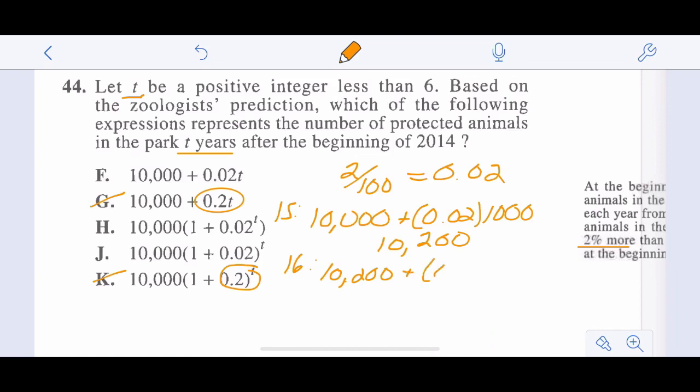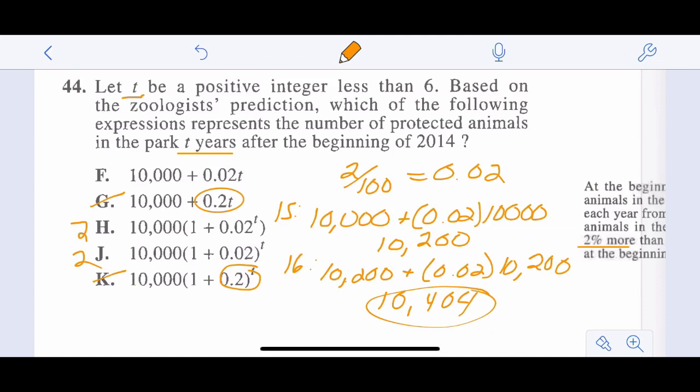plus 0.02 of 10,200, and we get 10,404. So if we plug in T equals 2 for 2 years to all of these, and we're going to see which one equals 10,404, we get it at choice J. So J is your answer. Now, you may have had the wherewithal just to say, oh yeah, that's it. But if not, you can plug in to be sure.